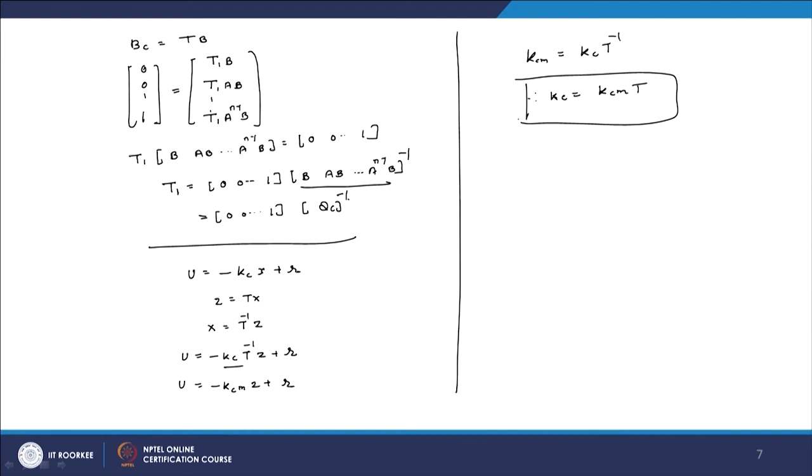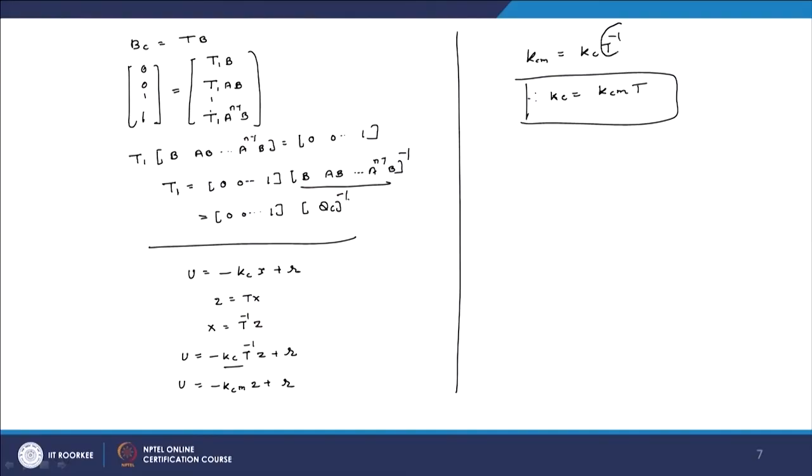Here this KCM we have obtained for the state z, but our original system is in terms of x dot equal to A x plus B u. So when A x plus B u is there, your controller is KC. KCM is for the transformed state, a direct comparison with the companion form. But as the original system matrix is not in companion form, that part is taken care of by T inverse. Therefore, the final controller is KC equal to KCM into T. So KCM is the comparison with the companion form, and T is the transformation matrix which gives you the final controller KC.